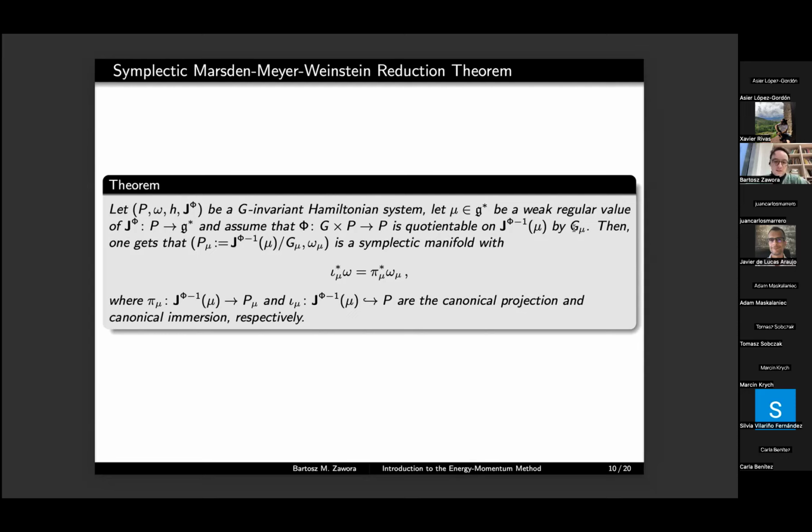Okay, so then this theorem says that the pair (P mu, omega mu), where P mu is given by the quotient of the level set of the symplectic momentum map by G mu, is a symplectic manifold with a symplectic form omega mu, which is related to the initial symplectic structure as follows: the pullback of omega mu with respect to the canonical projection pi mu is given by the pullback of the initial symplectic form with respect to the canonical immersion iota mu, which is the immersion of the level set of the symplectic momentum map into the initial manifold P, and pi mu is just the projection, the quotient map.